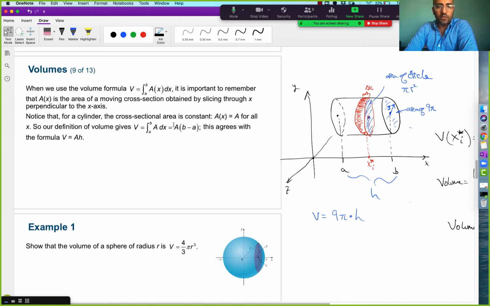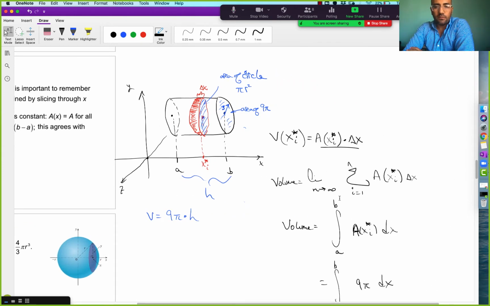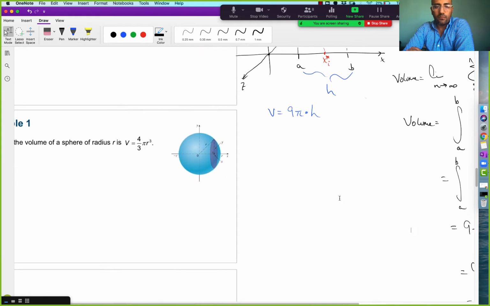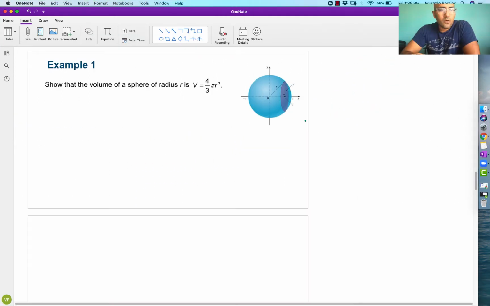Any questions? So that's where this comes from. A is a constant, we can factor it out, and then what we're left with is the integral of 1 dx, and that's where we end up with the b minus a. Kind of, maybe, sort of. Any questions? No? Okay, so let's take a look at example number 1.